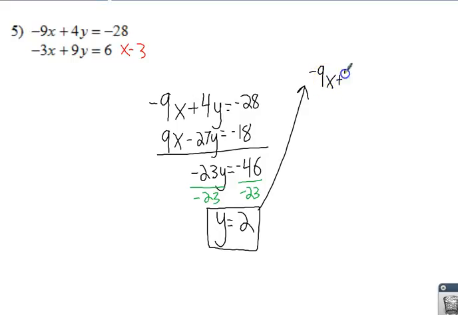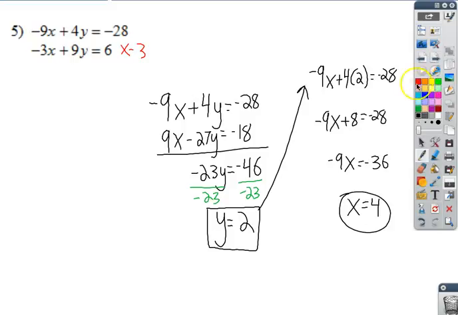So when I do this, it doesn't matter where I put this stuff. I'm just going to do it like this. And I get a +8. You're going to subtract that over. You get -36. And when you do that, you get x to be 4.